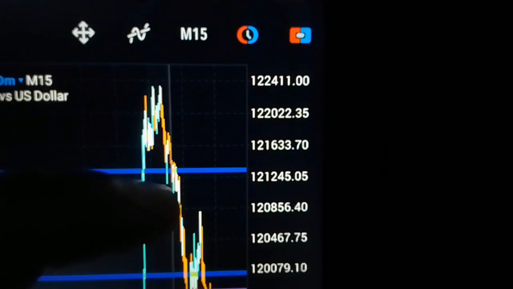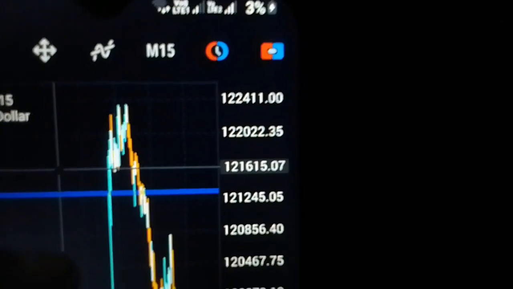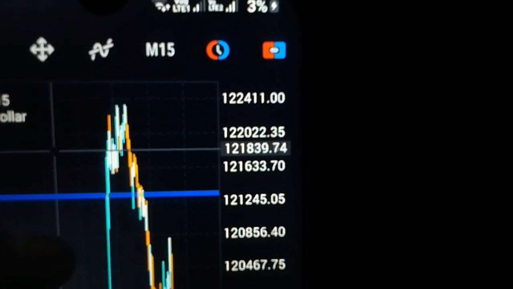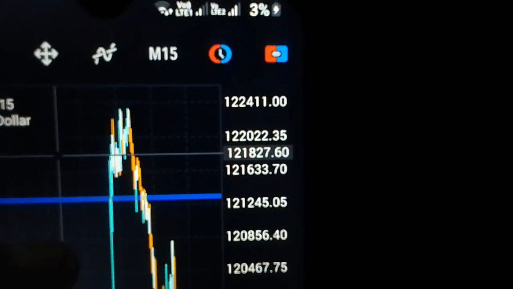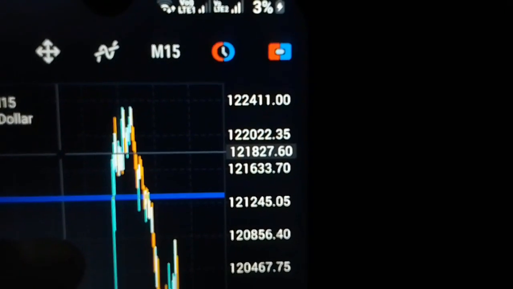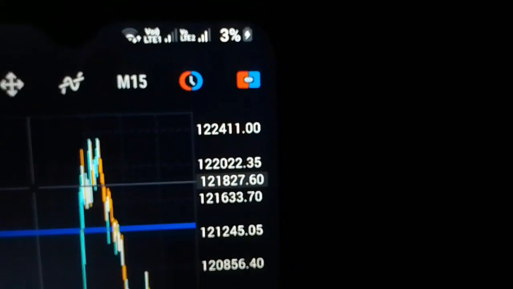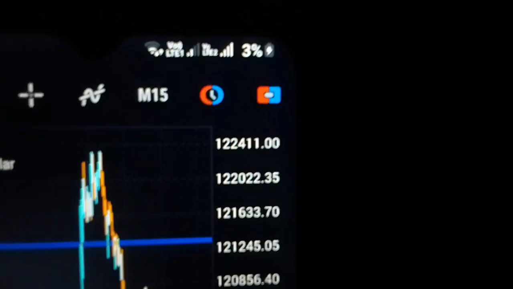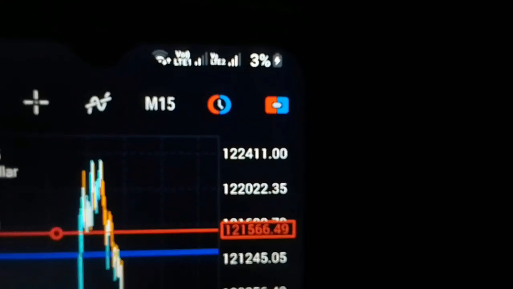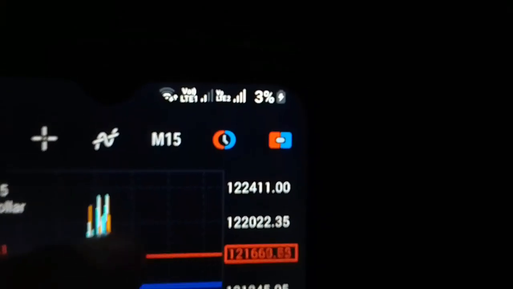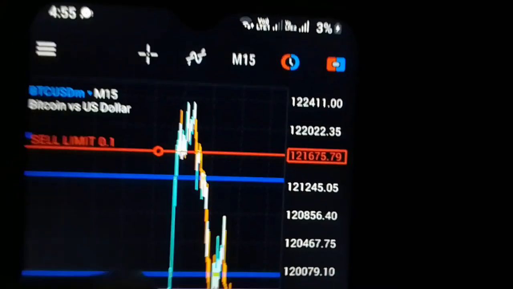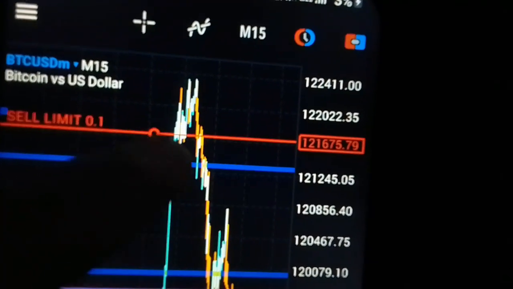You know what I'm saying? So this is the point, well, I cannot be accurate with that, but we could have entered at this point if you wanted to catch a trade at the supply zone. I mean, catch a rejection trade at the supply zone.